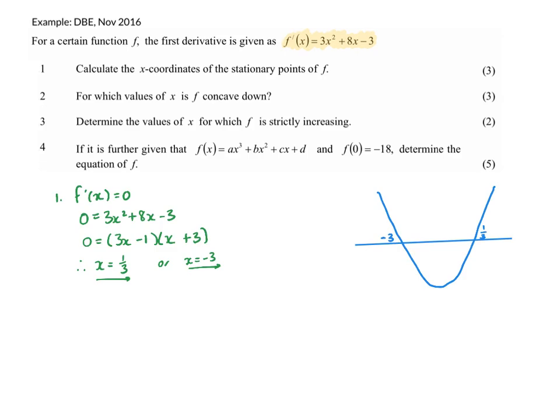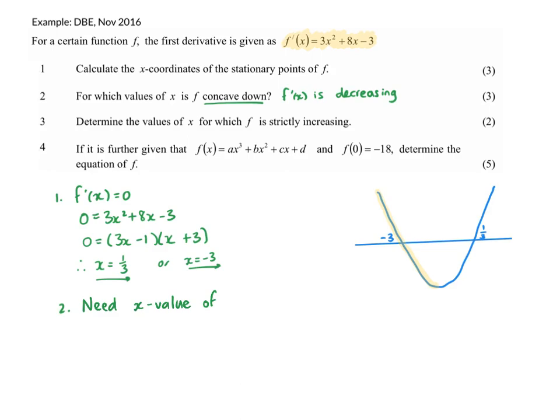Let's look at the next question. It says, for which values of x is f concave down? Now for concave down, my second derivative would be negative. In other words, my first derivative will be decreasing. Now if I look at the graph of my derivative, I'll see that my derivative is decreasing up to the position of the turning point. So I need to work out the x value of the turning point of the graph.